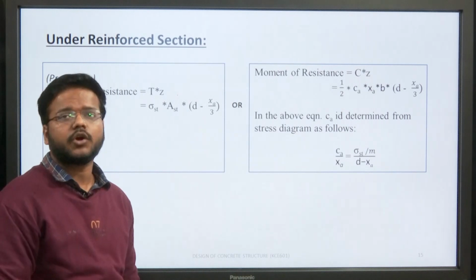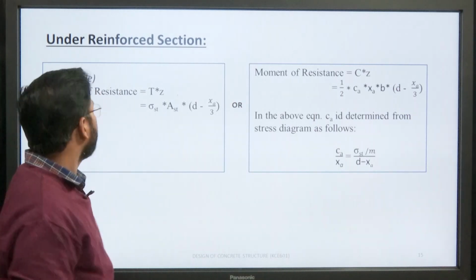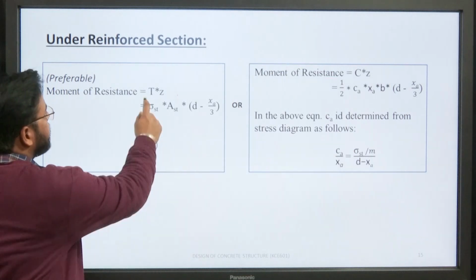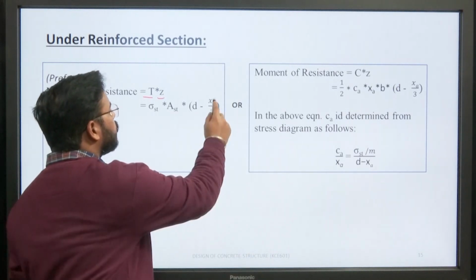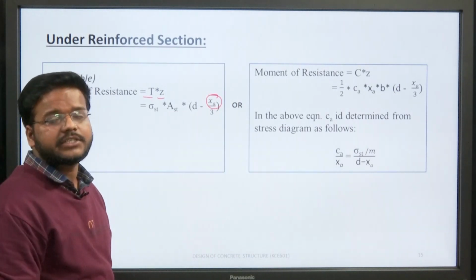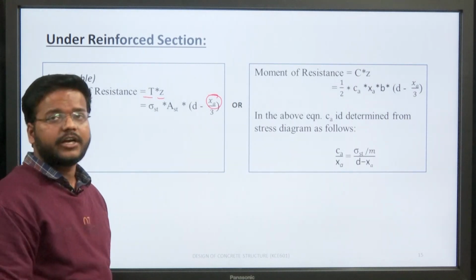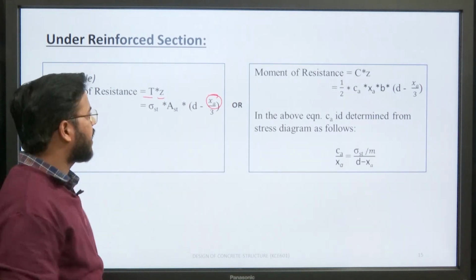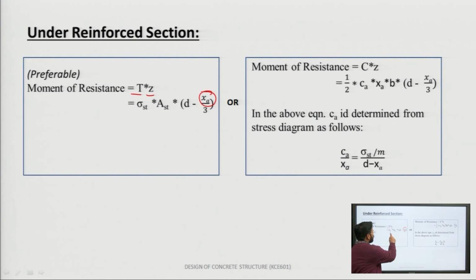In the under reinforced section we already saw that the failure is basically in the steel. So we can calculate the moment of resistance from the tensile force into the lever arm, so sigma st into A st into d minus xa by 3. Here you should note that the position of the neutral axis is not equal to the critical neutral axis. We have already discussed that by equating the area of the compressive zone and taking the moment about the neutral axis, we can calculate the position of the actual neutral axis. So from this formula we can calculate the moment of resistance in the under reinforced section.